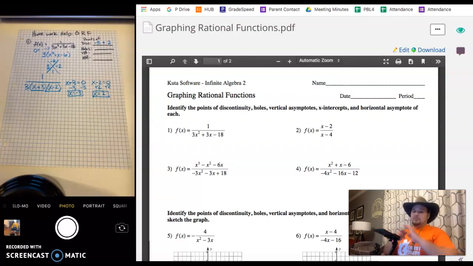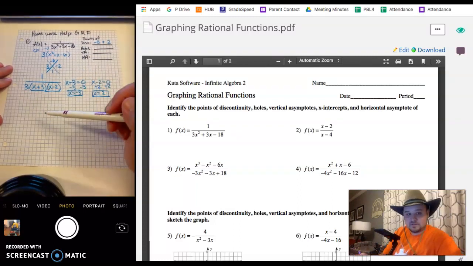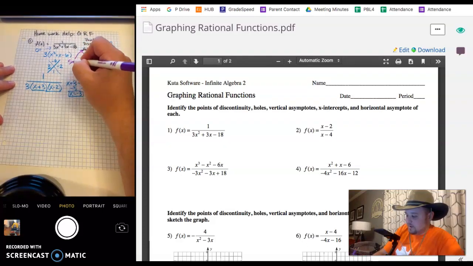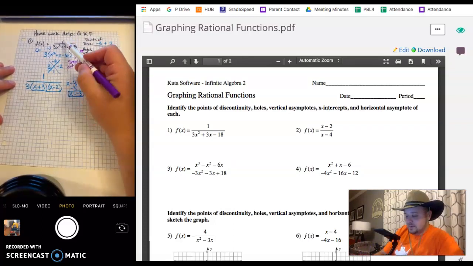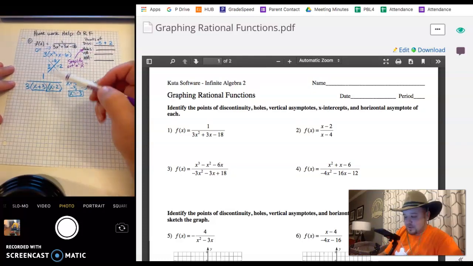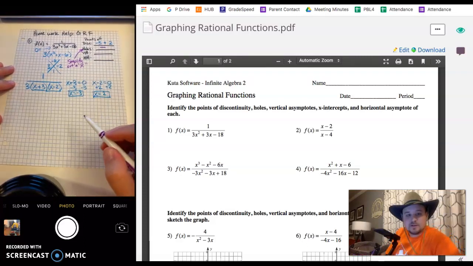All right, now holes. Let's talk about where the holes are in this problem. Because when we factored, we never simplified out something, right? Holes only happen when you simplify out an x. Because the top, our numerator, was 1, when we factored, we weren't able to get rid of anything. So we're not going to have any holes, all right?